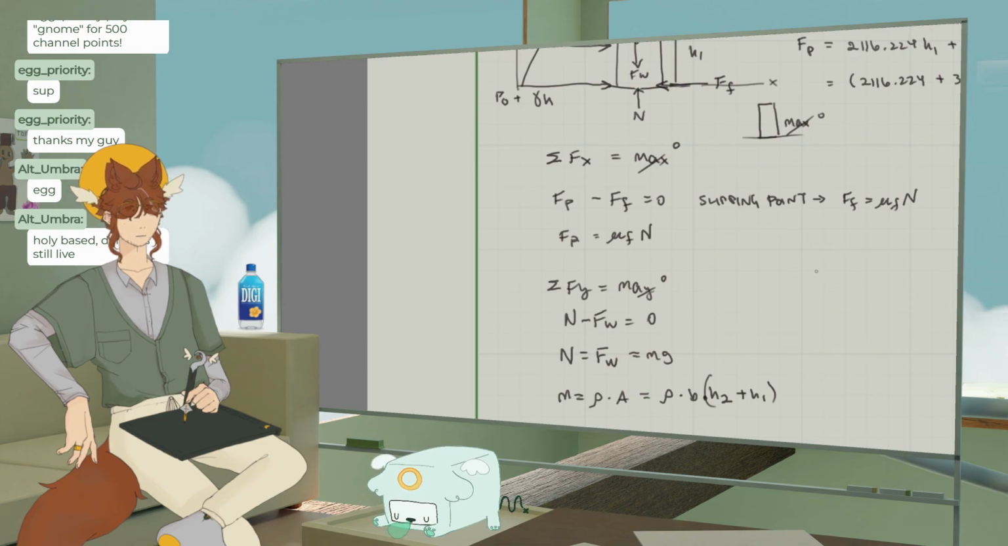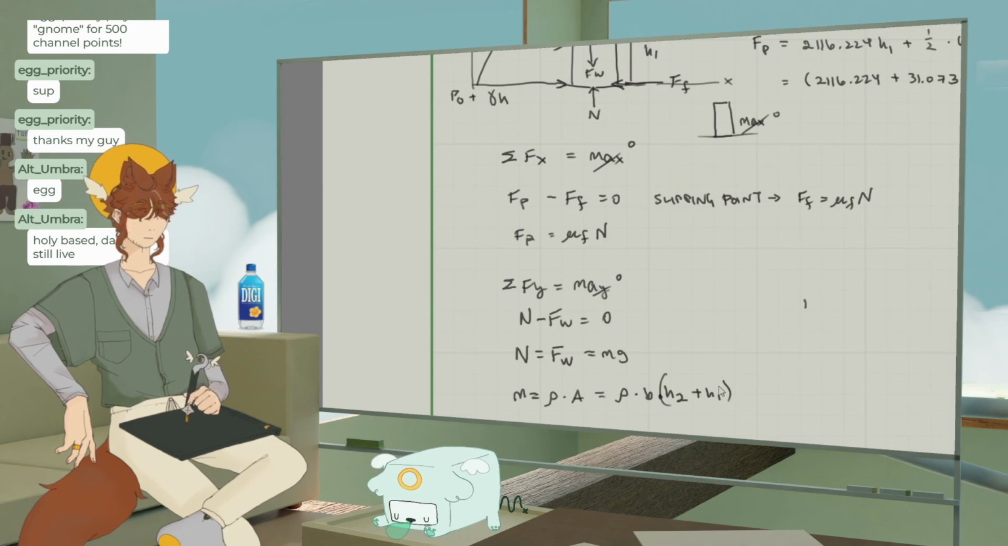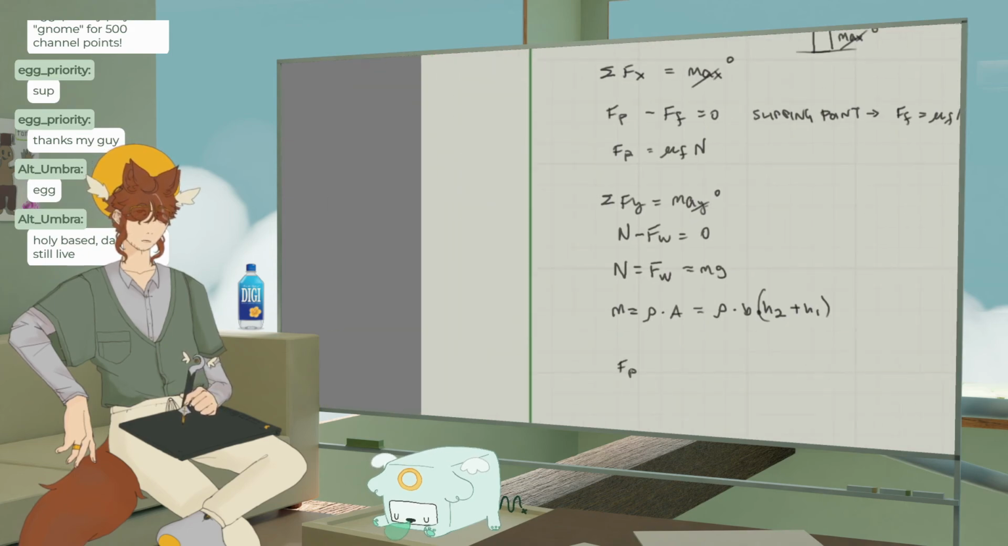Okay, so FP equals what? I don't know. Mu sub F times rho B, H2 plus H1 times G. Sure.